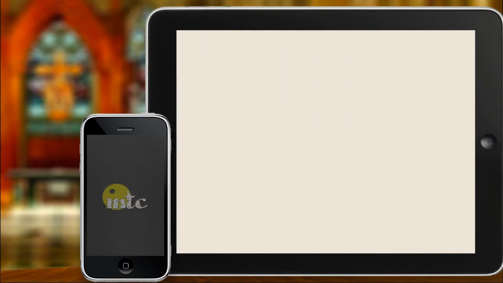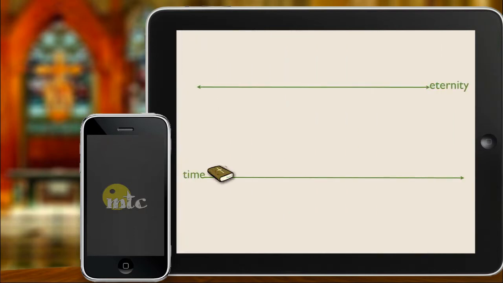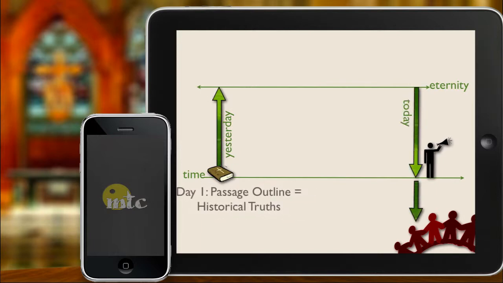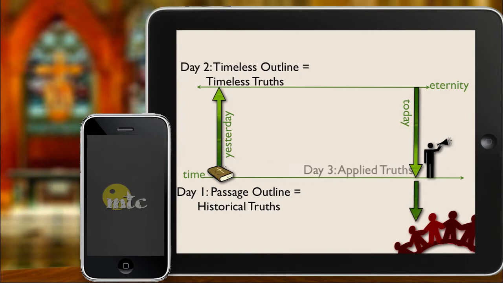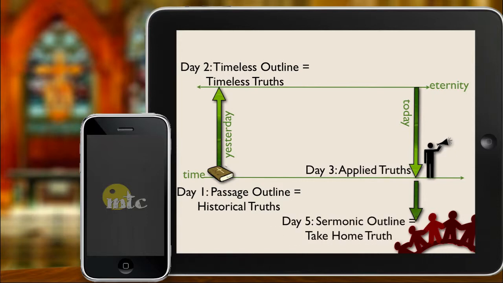So what then is the take-home truth? Here we see this familiar graphic that we've used in previous videos to show you that on day one, you did a passage outline with your historical truths. Day two, there was a timeless outline with timeless truths. And day three, you explored all the applied truths that came out of your study. And now on your last day, day five, you're going to create a sermonic outline that emphasizes the one take-home truth that you want to preach and proclaim to your church family.